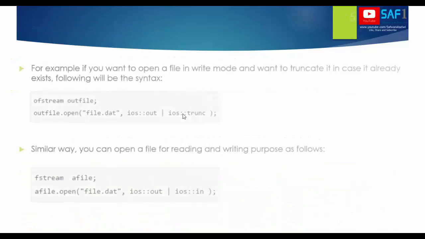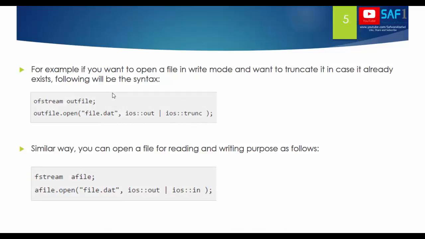And of course we can combine these modes using the OR operation. For example, if we declare an object from ofstream, then we can use this object to open a file called file.dat. This is our first parameter, which is the file name that we want to open. As you see, we are using ofstream, which is for writing purposes. The second parameter opens the file in output mode and truncate mode. In this case, we open a file in write mode, and we want to truncate it in case it already exists.